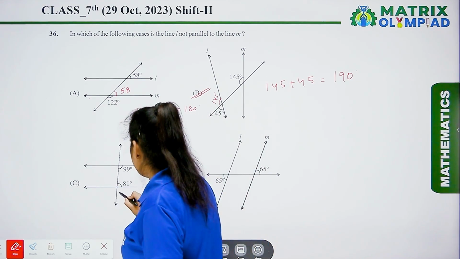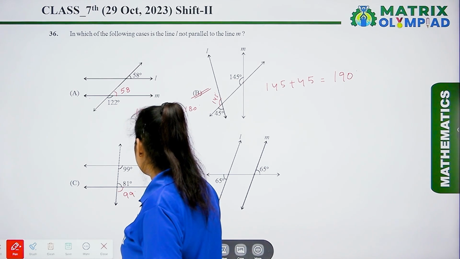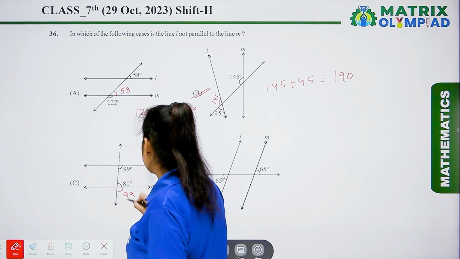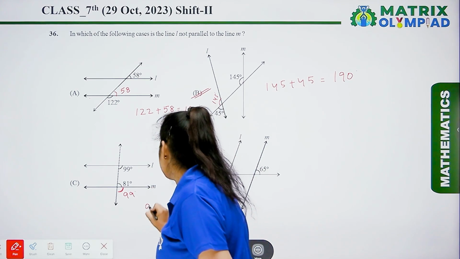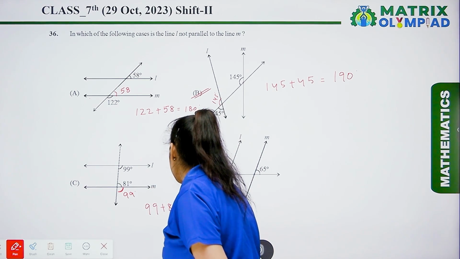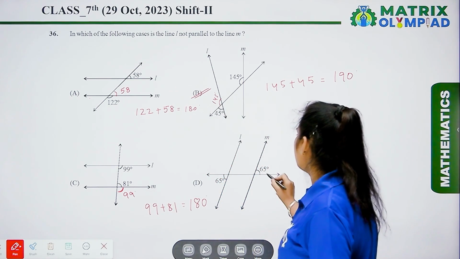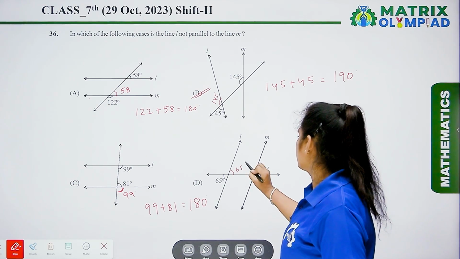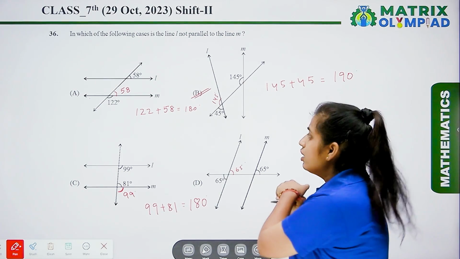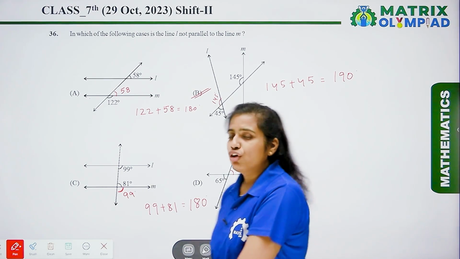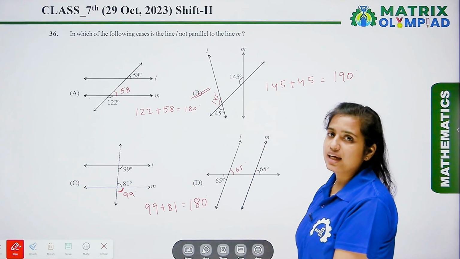This is 99. So according to the parallel line rule, this angle is also 99. 99 plus 81 is 180 degrees. So this is also a parallel line, and according to this, here it is 65. 65 is a vertically opposite angle, that is 65. It means only option B is not following the rules of the parallel line concept. So here option B is the correct answer.